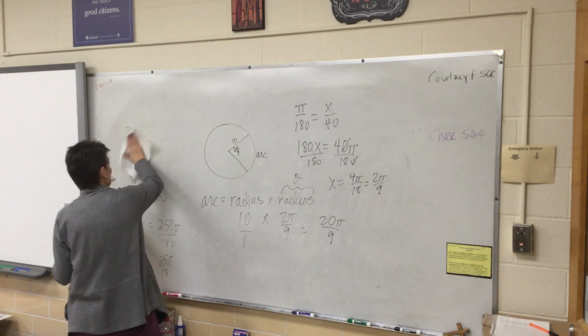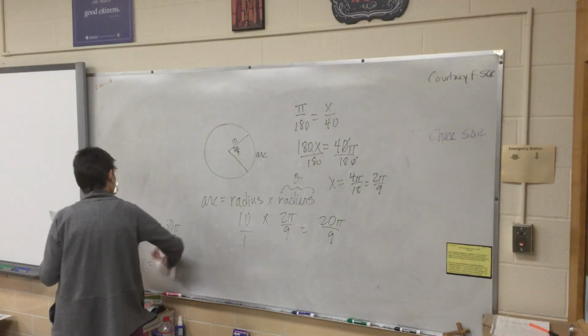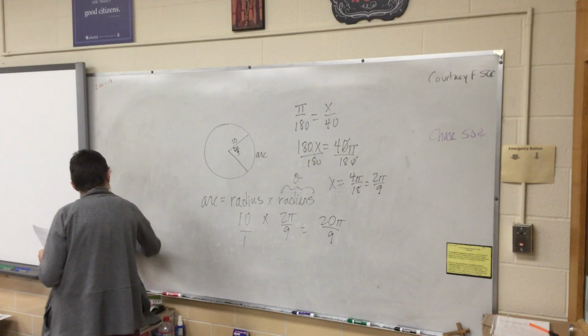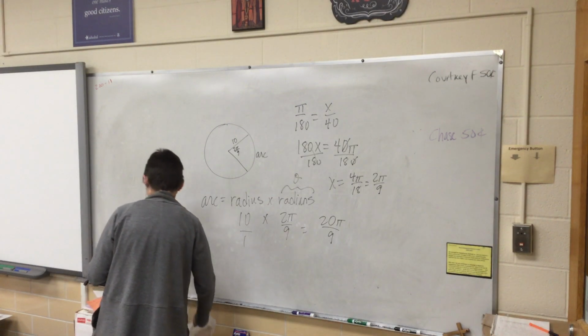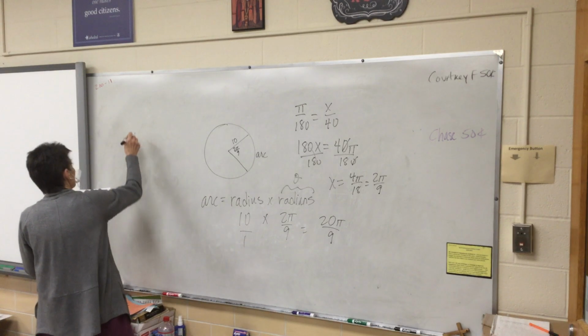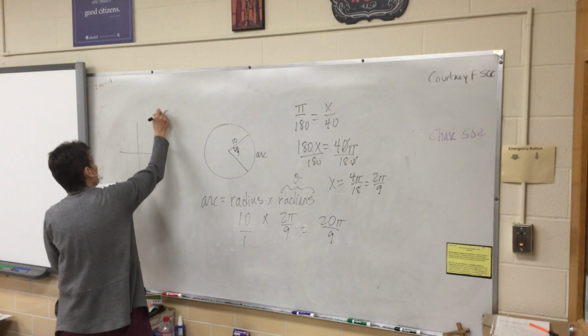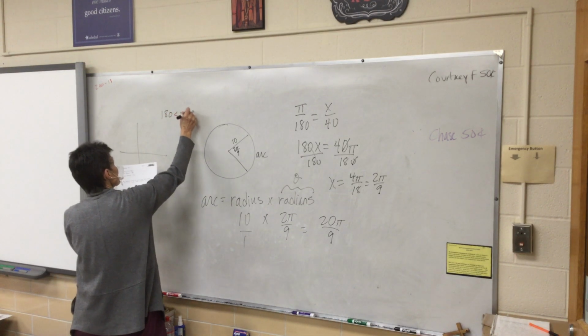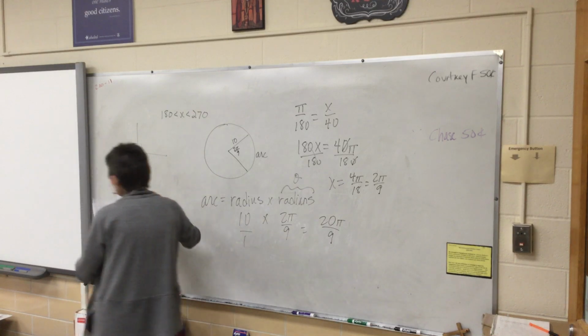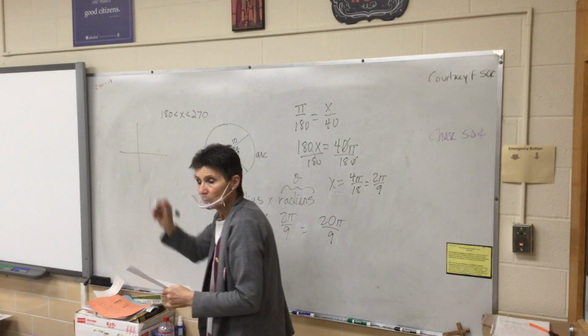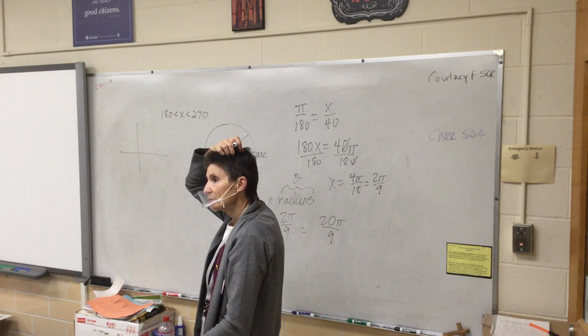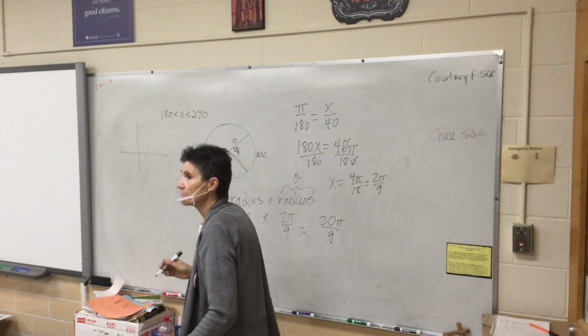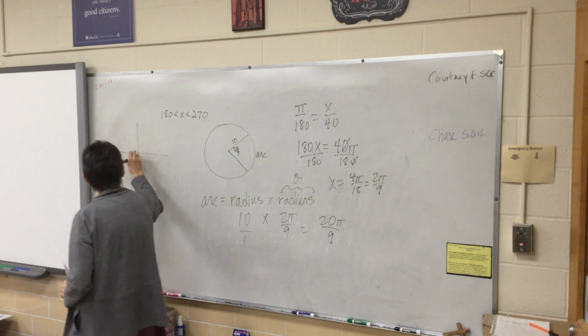Okay, the next problem's on your quiz too, but not all those pieces, just one piece. So this is good quiz review. All right, tell me what 180 to 270 means. Who can explain what that means? Where am I, Gabe? Quadrant 3, very good.